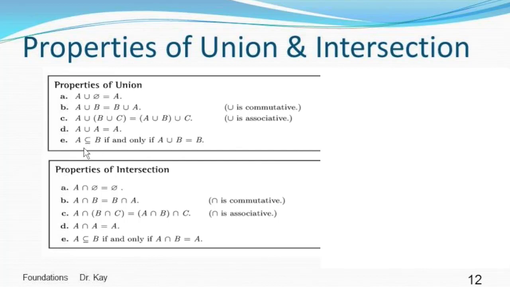And then there's this final one. A is a subset of B if and only if A union B is the same as B. You need to think about that for a minute. And similarly, A is a subset of B if and only if A intersect B is the same exact thing as A.